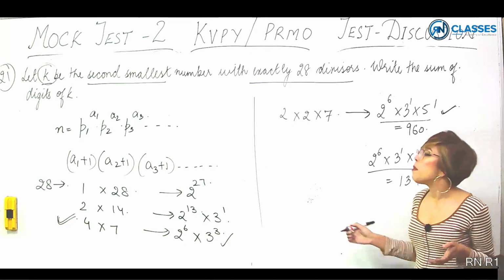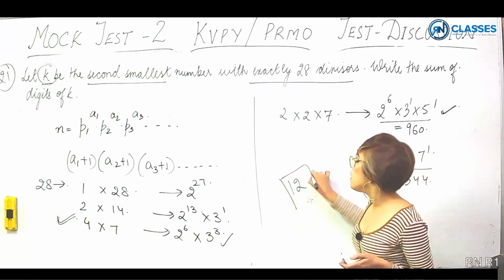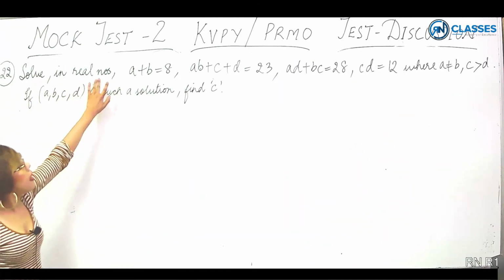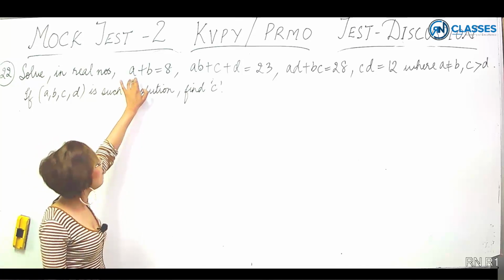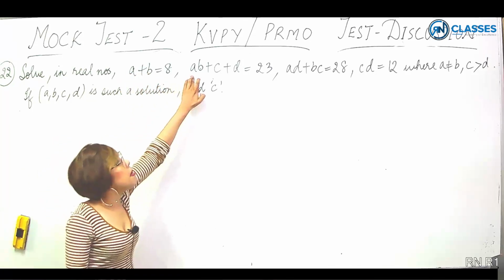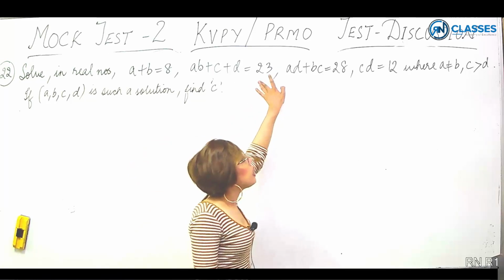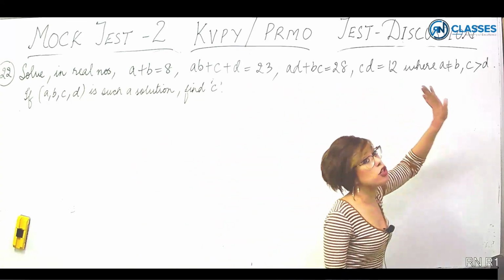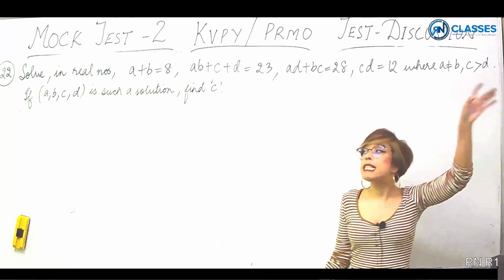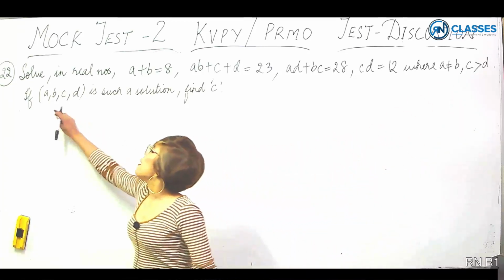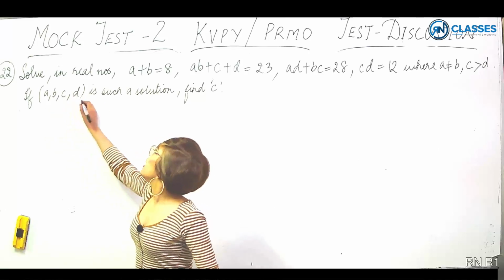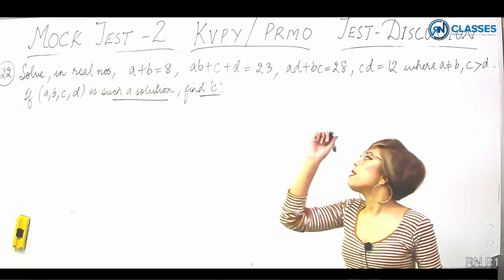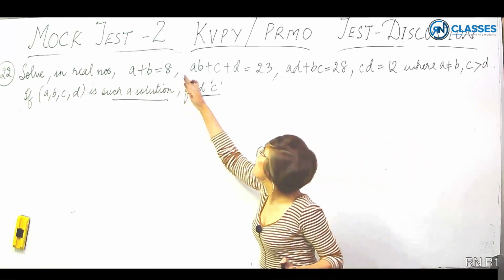Right? You need to write the sum of the digits, which turns out to be 12, which is the prime number. Next one, solve in real numbers the system of equations. So, a plus b is equal to 8, ab plus c plus d is equal to 23, ad plus bc equal to 28, cd is equal to 12, where the conditions are a is not equal to b, c is greater than d. And if a, b, c, d is such a solution, you need to find the value of c.